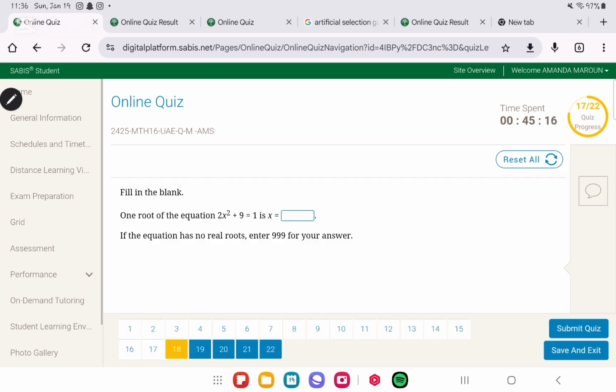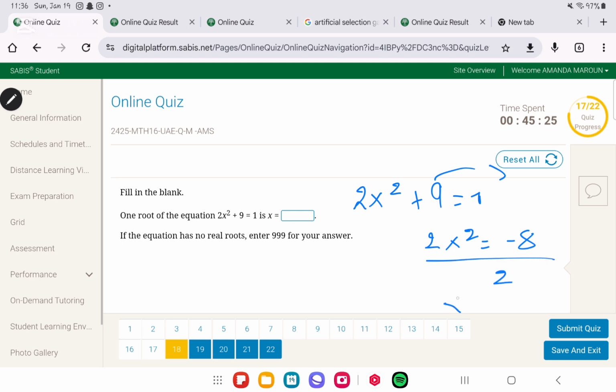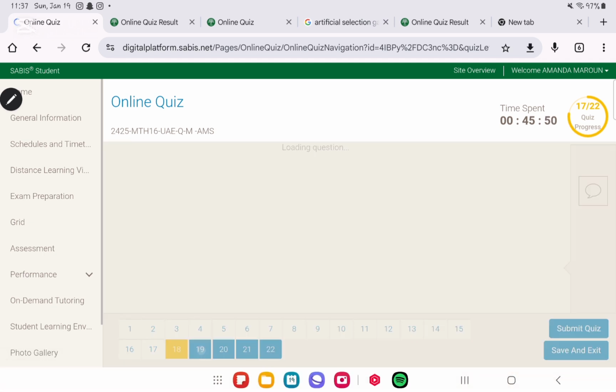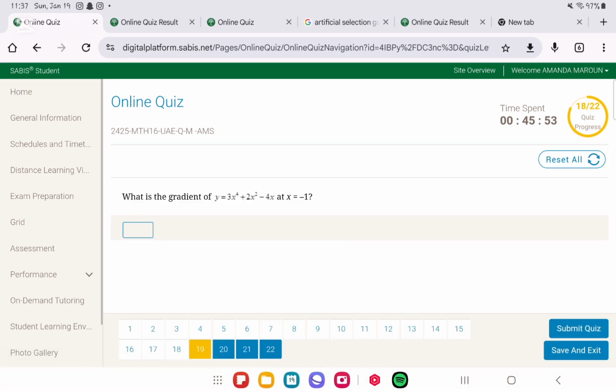Moving on to question number 18. This is a nice question. So 2x squared plus 9 is equal to 1. Move it to the other side. 2x squared is equal to minus 8. Divide both sides by 2. x squared is equal to minus 4. Can there be a real root of a negative number? Can you find the radical of a negative number? You cannot. So definitely there are no real roots, hence we are going to put 999 as our answer.